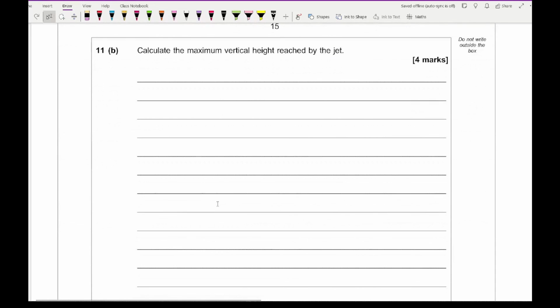Then for 11b it says calculate the maximum vertical height reached by the jet. So for this what we need to do is just recognize that it's going to be a turning point. So the maximum height equals the turning point of the parabola.